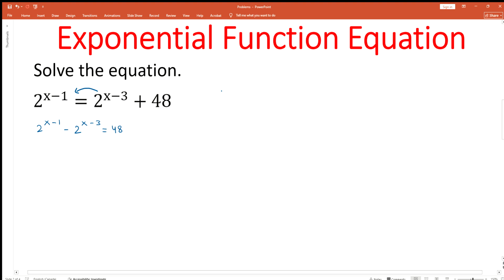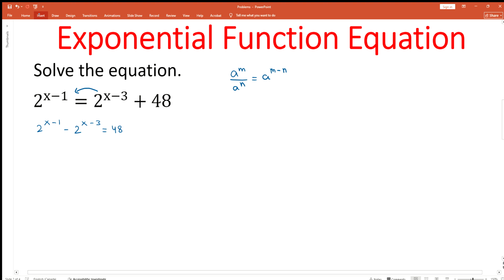Next, we should use the division law of exponents, or quotient law of exponents, to break up the terms 2 to the power x minus 1 and 2 to the power x minus 3. The division or quotient law of exponents is a to the power m over a to the power n is equal to a to the power m minus n. We keep the base the same and we subtract the exponents. In this equation, we'll have to apply this law the other way.